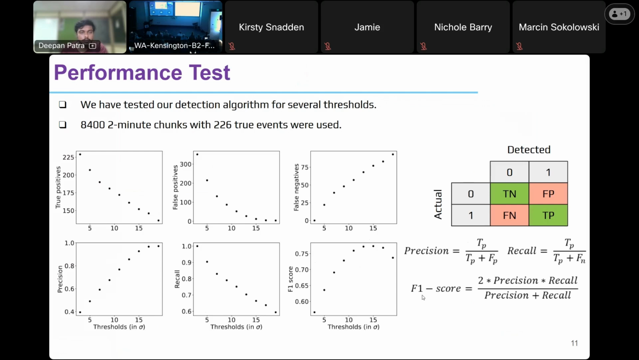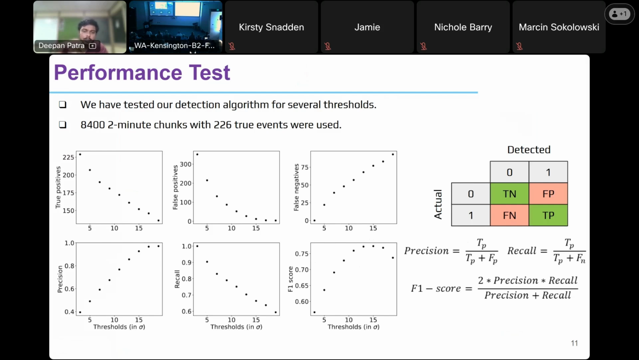So moving on, we have also done a performance test using different thresholds all the way from 3 sigma up to 20 sigma. And we have used 8,400 2-minute templates, of which we had around 226 true events. And as you can see, we have calculated some performance parameters called precision and recall using the true positives, false positives and false negatives.